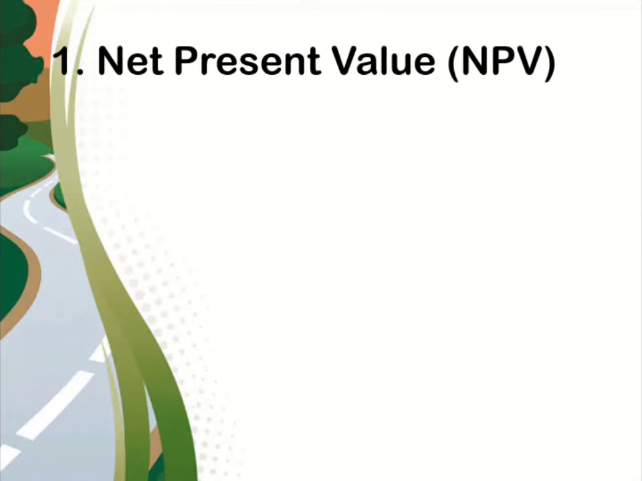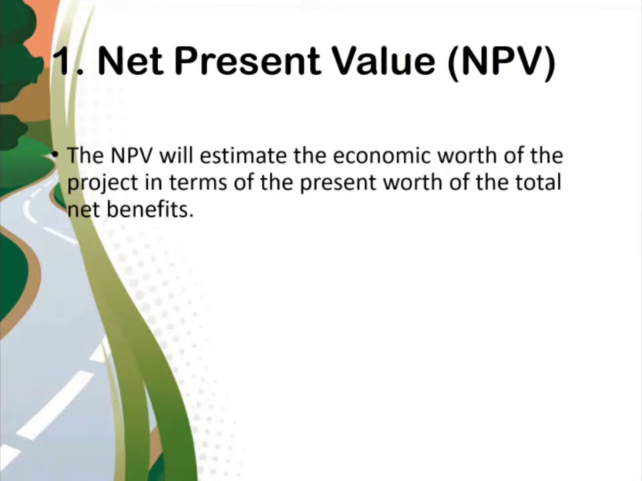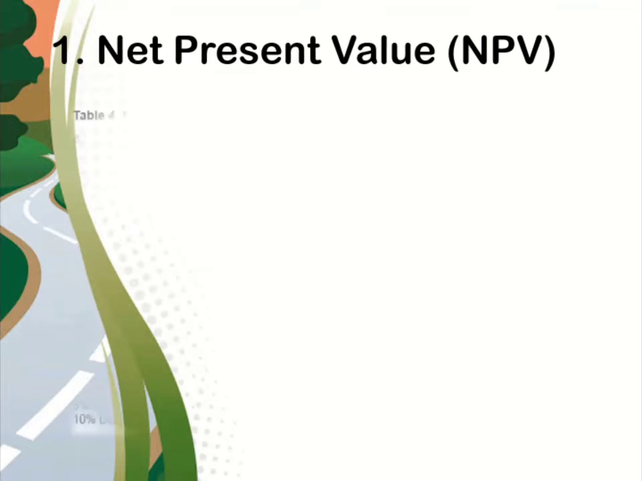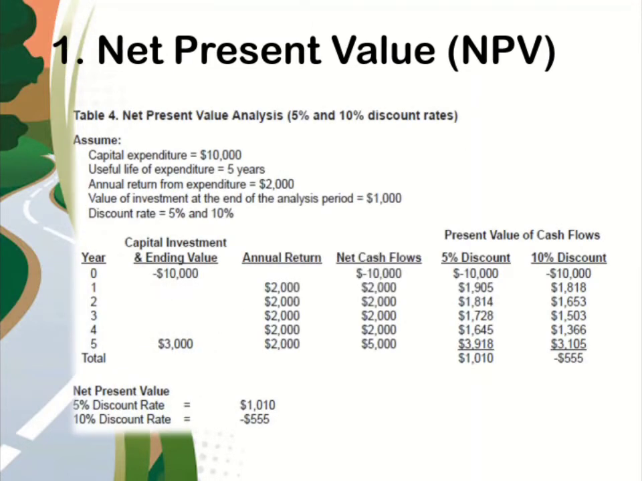Net present value, or the NPV. The NPV will estimate the economic worth of the project in terms of present worth of the total net benefits. The calculation is: NPV is equal to the sum of the future cash flow times the PV factor at the percent, minus the initial cost. This is an example of net present value analysis at 5% and 10% discount rates.